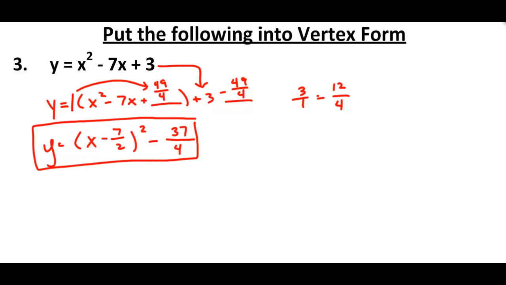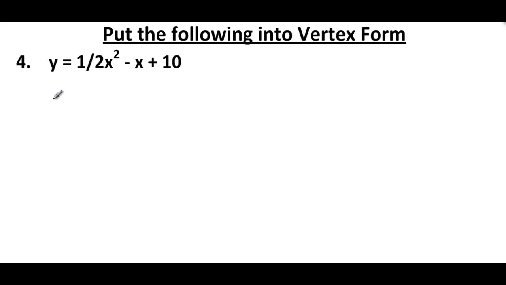Okay, let's try 2 more. This one has a 1/2 in the front. That's okay, we're just going to factor out a half. This tends to be a little bit harder for some students because they don't know how to divide by a fraction. But remember, dividing by a fraction is the same thing as multiplying by the reciprocal, and the reciprocal of 1/2 is 2. So I would multiply this by 2.